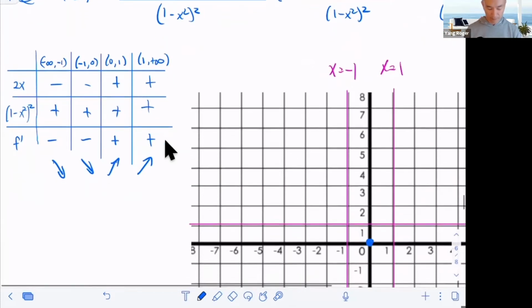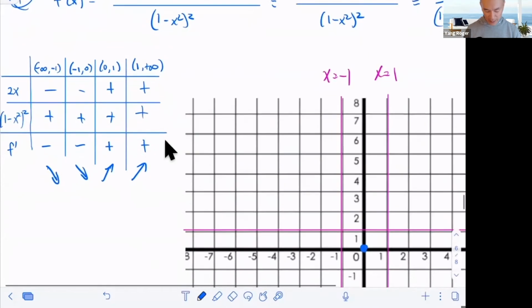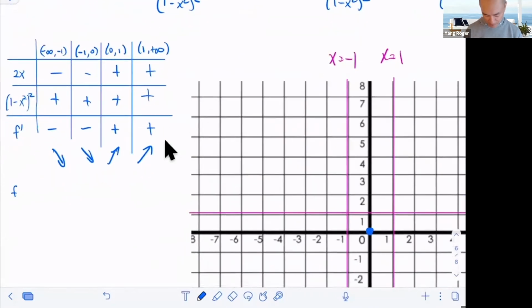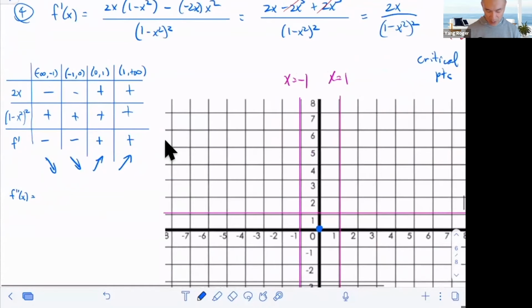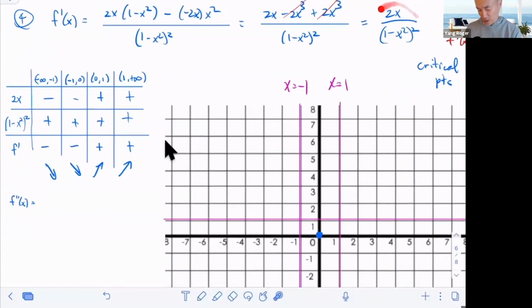All right. Now I want you guys to calculate f double prime. So f prime is over here. Use the quotient rule again. Take the derivative of that guy.